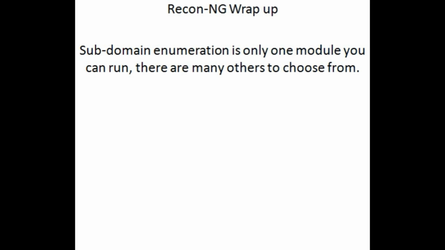ReconNG wrap up. Subdomain enumeration is only one module you can run. There are many others to choose from. There are also some that require a program API key like Twitter, Shodan, LinkedIn or Google. Using these, you can get specific information from the corresponding sites about your targets. For example, you can search Twitter for tweets from your target or even check Shodan for open systems. I have just briefly touched on some of the capabilities of ReconNG. It is really an impressive tool that is well worth checking into.